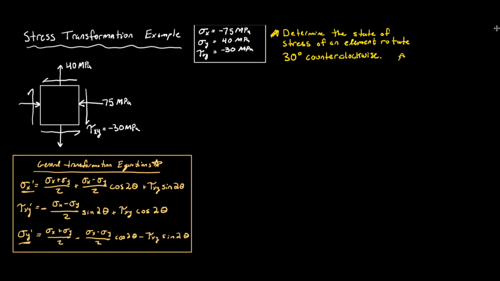On our original element, we have a normal stress in the x direction of negative 75 megapascals, because it's compressive. Going in, it's negative. The y normal stress is 40 megapascals, and the shear stress in the xy plane is negative 30 megapascals. We know it's negative because on this diagram our arrow is going down, which is our negative sign convention.